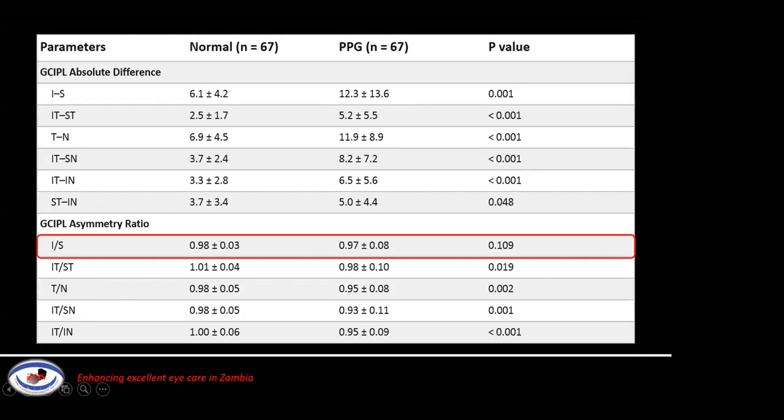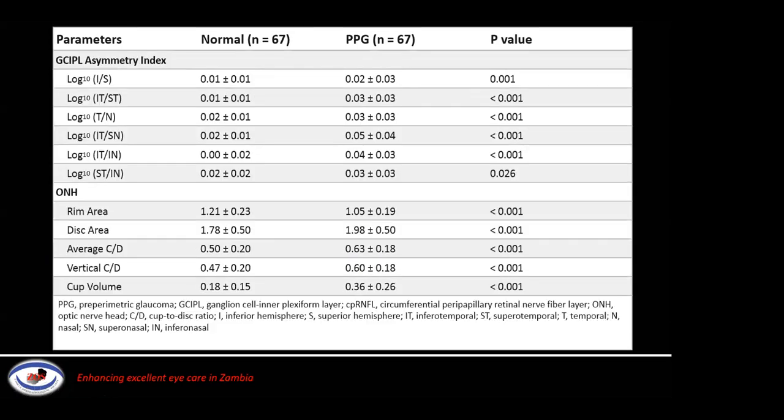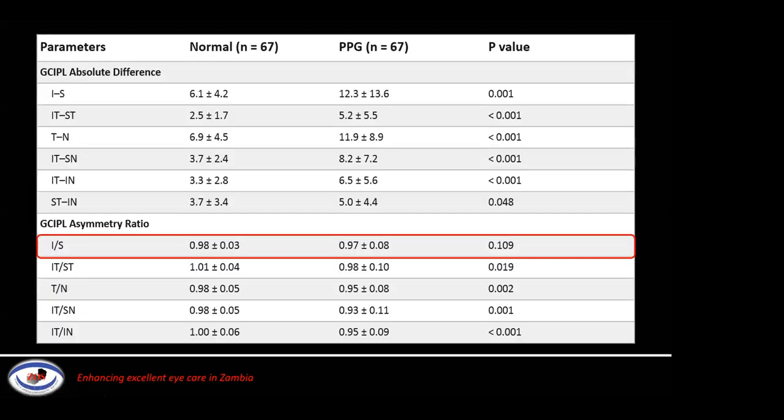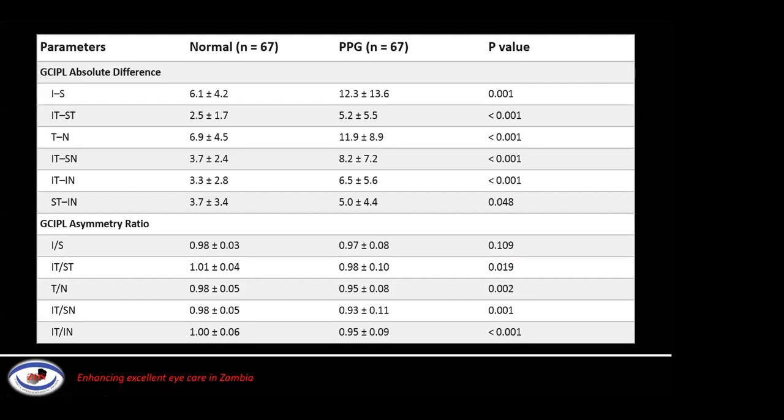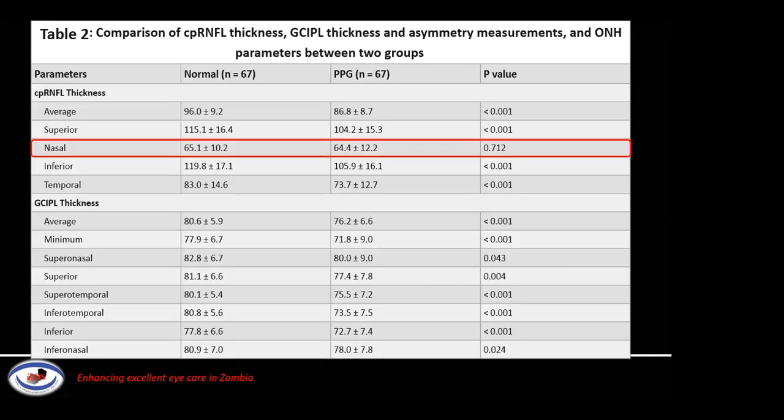For the ganglion cell inner plexiform layer asymmetric ratio, we can see that there was no significant difference between the two groups, with an exception of the inferior-superior ratio, which was different. For the ganglion cell inner plexiform layer asymmetric index... can you just go back to the previous two slides? The previous slide? This one? The previous one. Right. So if you see the normal and the pre-perimetric, sorry, I think that was a miscommunication.